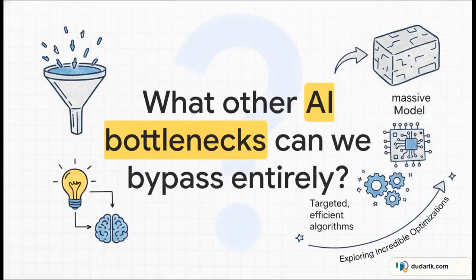So, this whole breakthrough proves that sometimes the best solution isn't just throwing more AI at a problem. Sometimes you just need smarter data filtering. It leaves us with a really fascinating question to consider. If we don't actually need heavy language models to compress our prompts, what other massive AI bottlenecks can we completely bypass just by returning to targeted, highly efficient algorithms?